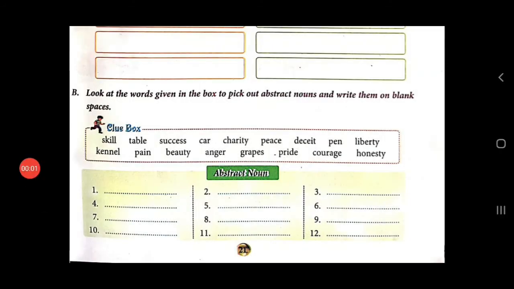Now just a random word I will take from the box. For example, I take pen, which is given in the first line, the second last word. Now you think, is pen an abstract noun? No, pen is the name of a thing, so it will not come under abstract noun. Abstract noun is the name of a quality or an action or a state. So you have to read it carefully and then put the words in the blanks given below. So the word pen will not come. Now the rest you have to find.